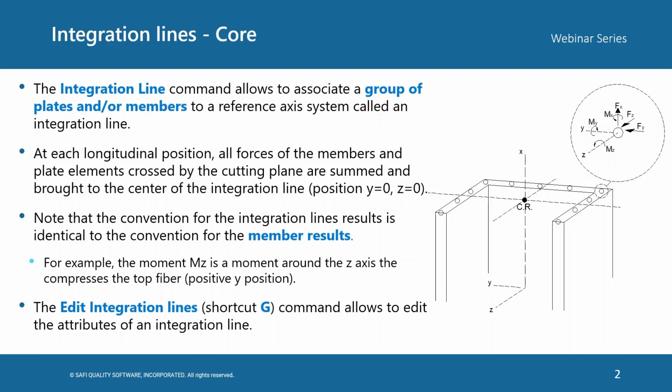It is important to keep in mind that the convention of the integration line results is identical to the convention of the member results. For example, the moment mz is a moment around the z-axis that compresses the top fiber. We can edit any type of integration line using the command Edit Integration Line in the Edit toolbar or using the shortcut G.